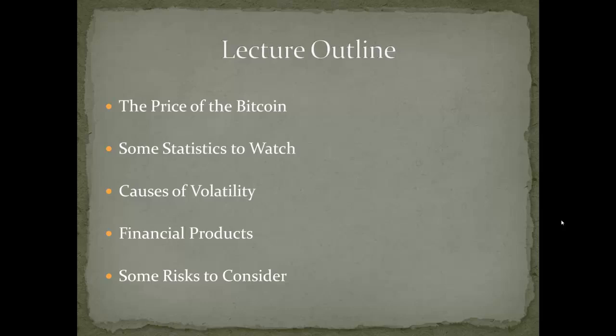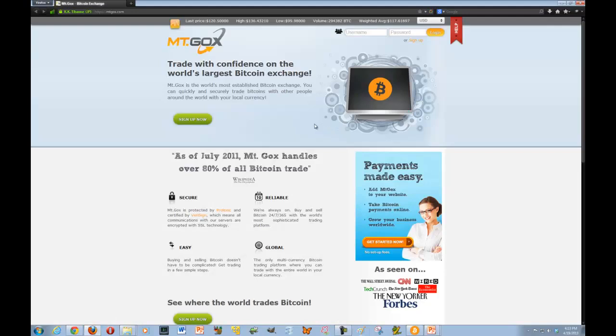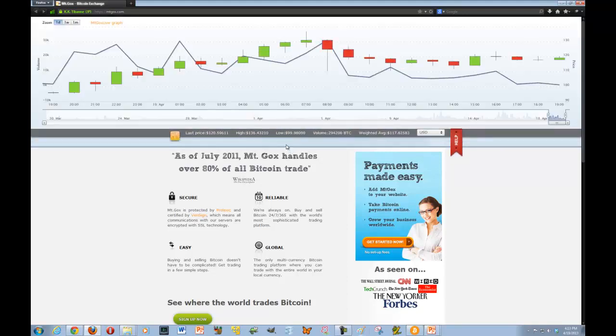Okay, so let's go ahead and begin with the price of the Bitcoin. The first thing that you want to do if you want to determine what the price of the Bitcoin is in US dollars is go to the largest exchange and just read what the spot rate is. So let's take a look. On Mt. Gox as of April 19th, 2013, the current price of the Bitcoin is $120 per coin. The high today was $136, the low was $99.98. And we saw roughly 300,000 Bitcoins traded today.